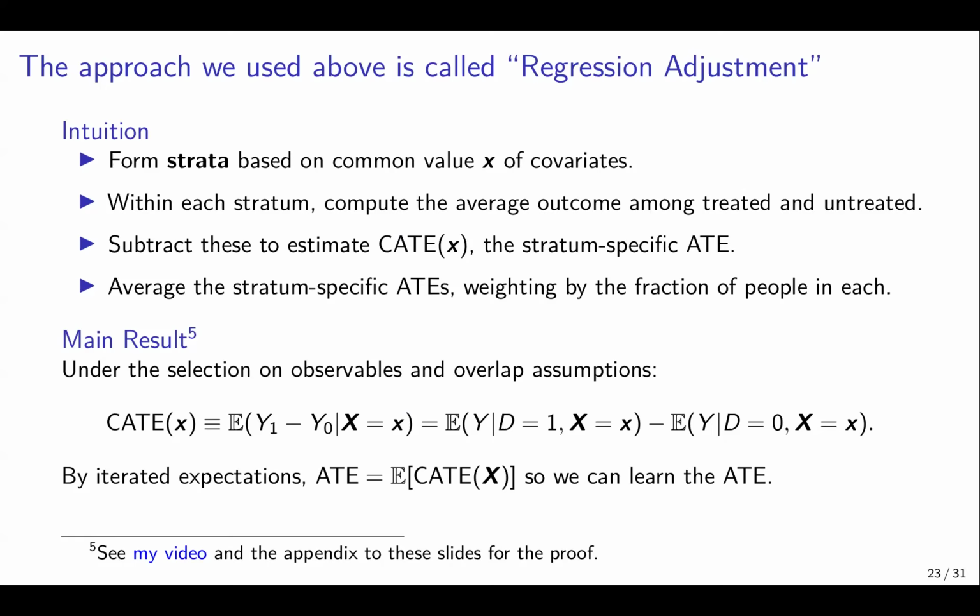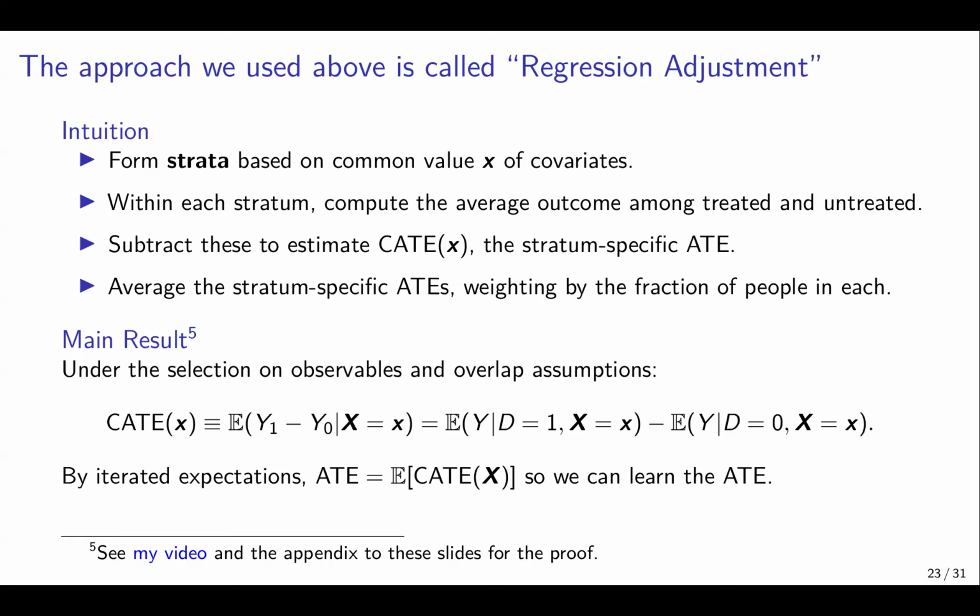All right, so now we've actually already done regression adjustment. We just haven't used that term. So in the slide, a few slides back, I should say, what we did was we formed strata based on a common value of the covariates. Within each stratum, we computed the average outcome among treated and untreated. Then we subtracted these to estimate the CATE, which is a stratum-specific ATE. Finally, we averaged the stratum-specific ATEs, weighting by the fraction of people in each. So that's called regression adjustment, and here is the main result.